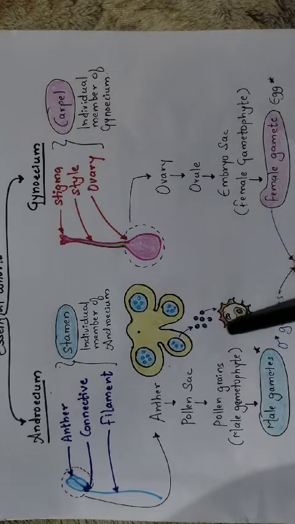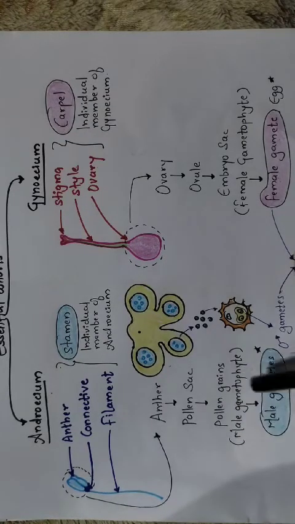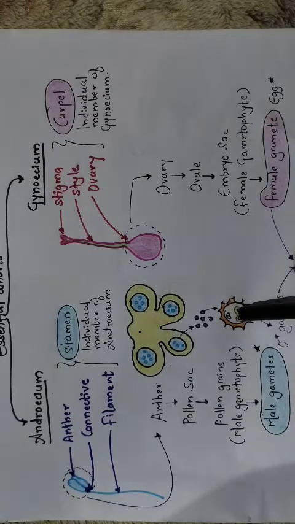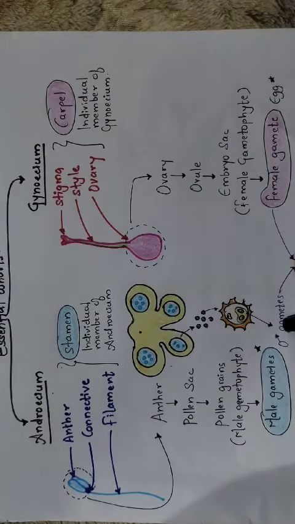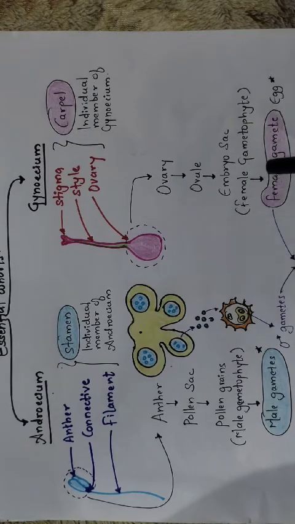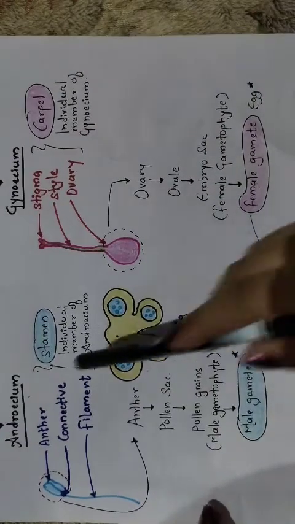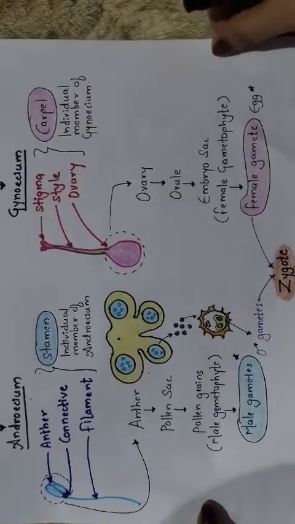Okay, so it means this part, the pollen grain, is called the male gametophyte, where the male gametes are produced. Ultimately, after the pollination process, this male gamete will fuse with the female gamete, which is haploid in nature, and will form a zygote. Okay, so this was about the androecium, or stamen, I can say.